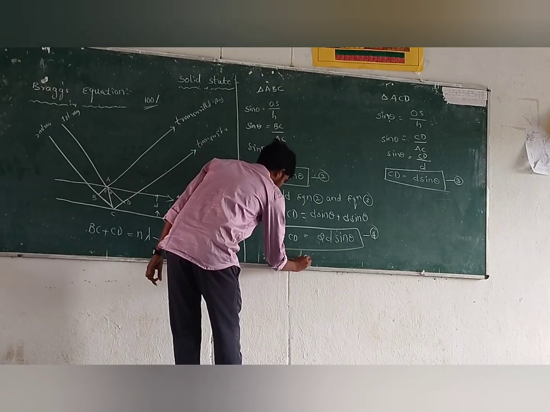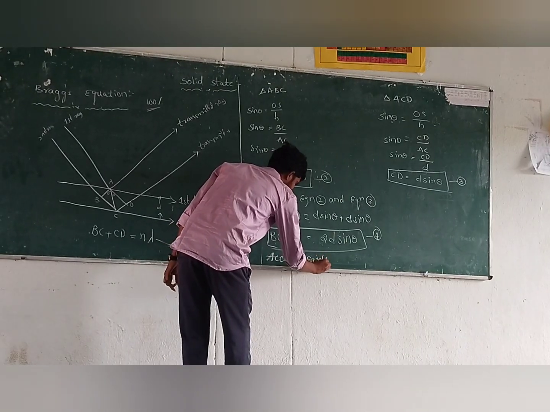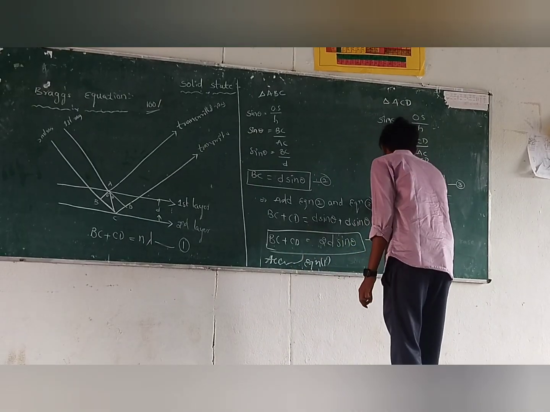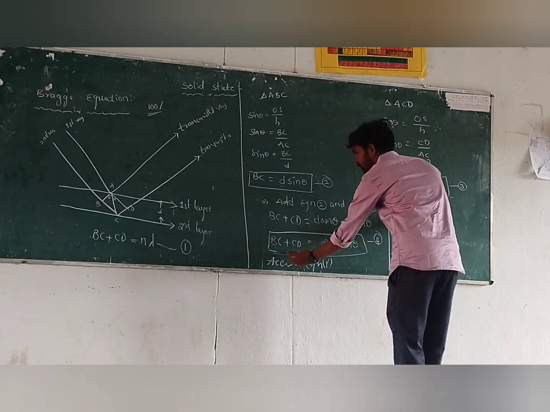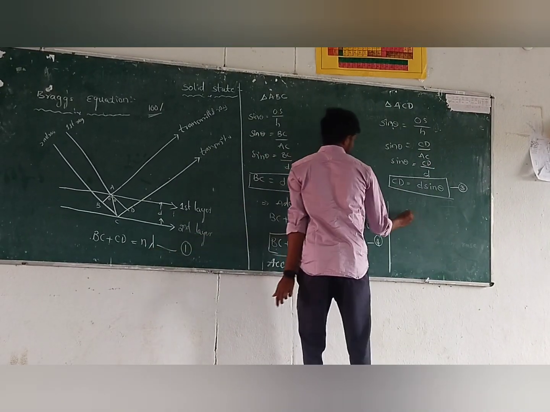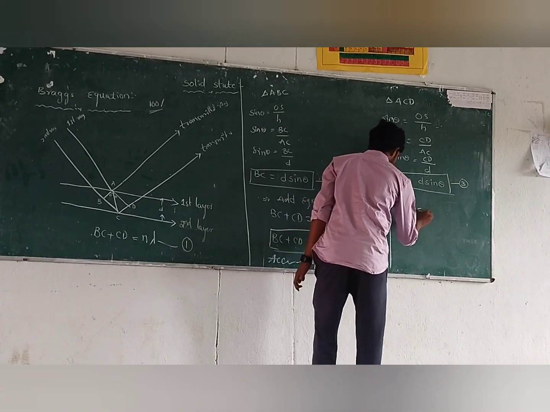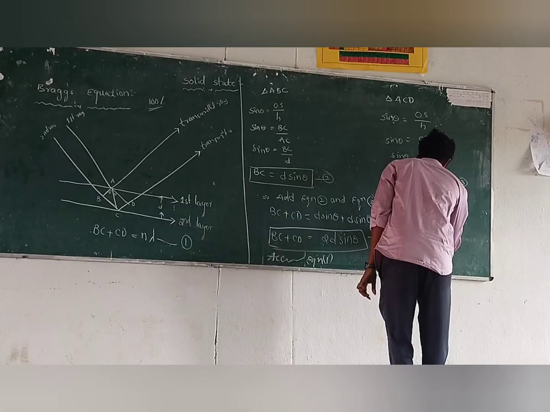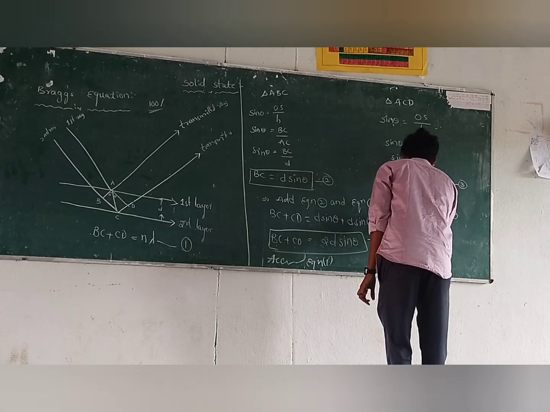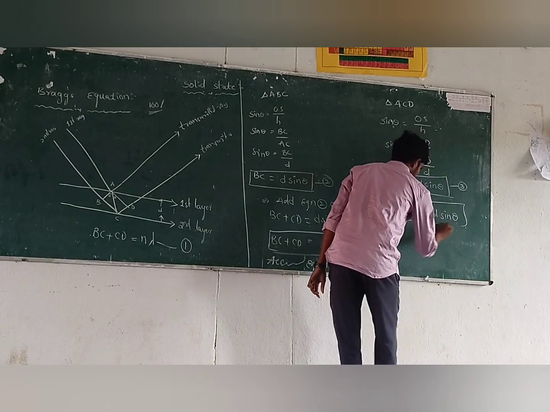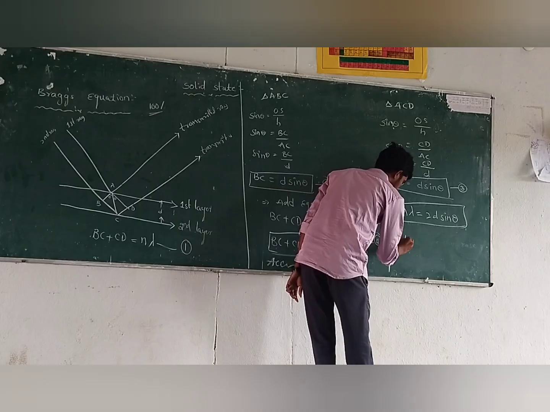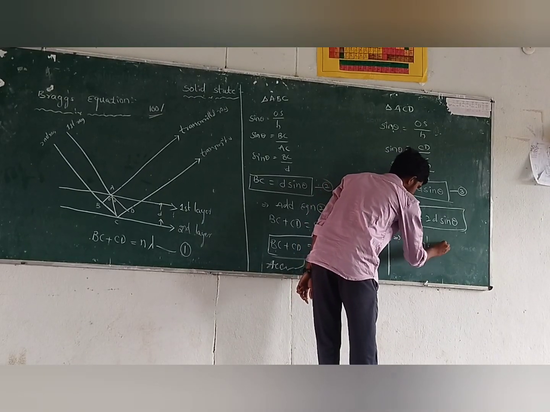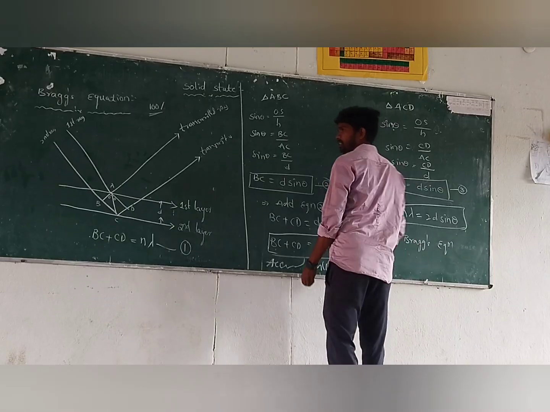But according to equation 1, BC plus CD is equal to n lambda. So n lambda is equal to 2d sin theta. This is the required Bragg's equation. This one is the Bragg's equation.